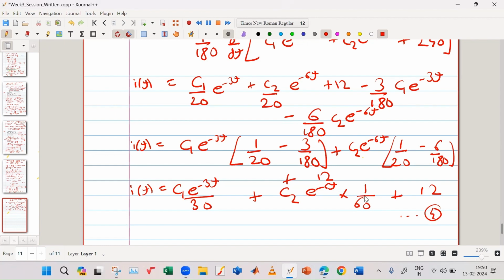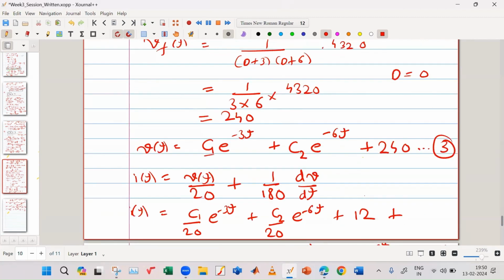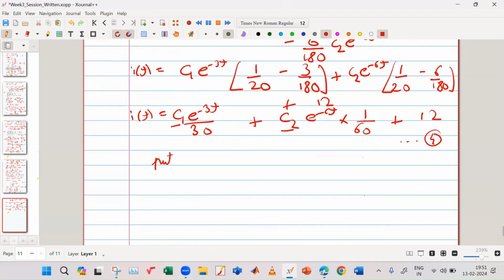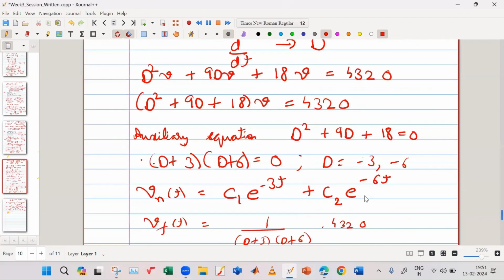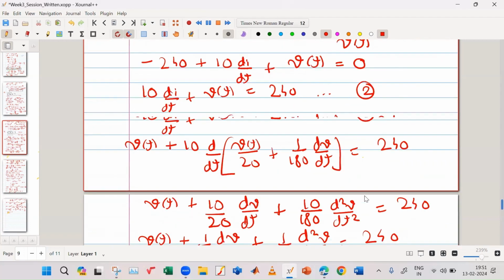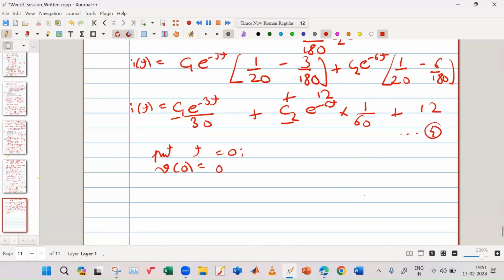So what we do is, now, we don't know what is C1, we don't know what is C2. Even in the voltage equation V of t, we have C1 and C2, but we don't know their values. So how we solve it is, I substitute t equal to 0. What is V of 0? V of 0 is equal to 0 and I of 0 is 12. So we write that V of 0 is equal to 0.